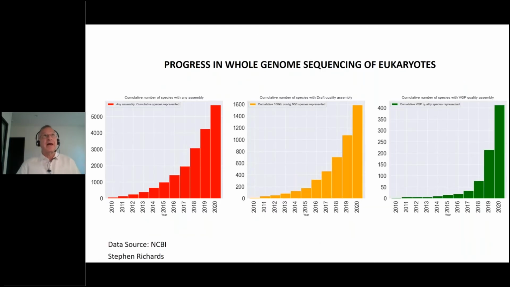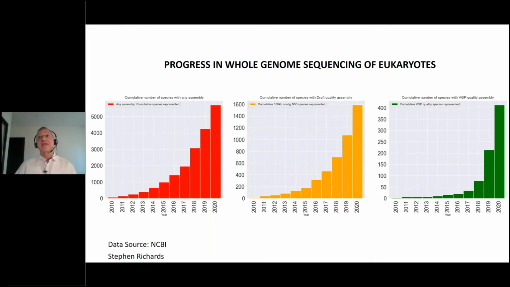Okay, and this is just a little different way of looking at it. This is looking at these 5,700 assemblies across a 10-year time frame, and the left panel is all assemblies. And as you can see, we're actually approaching an exponential growth phase in the numbers of whole genome sequences for eukaryotes. And this is only eukaryotes. This does not include microbial genomes or bacterial genomes.